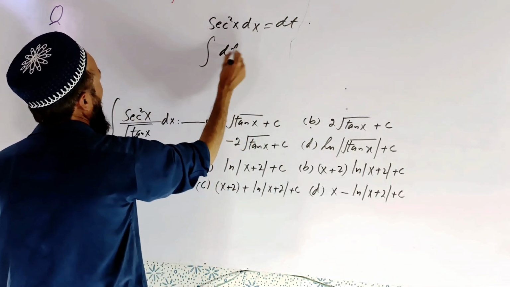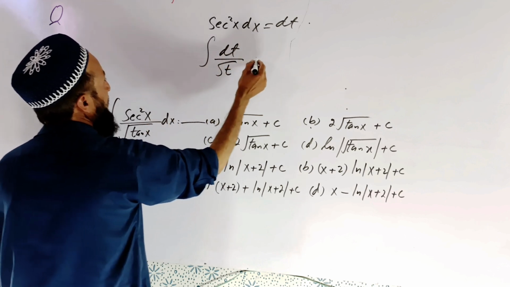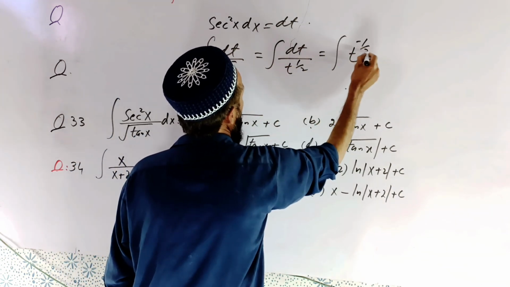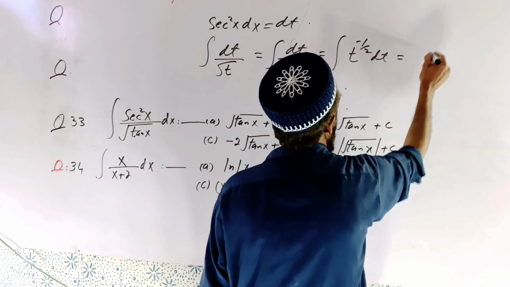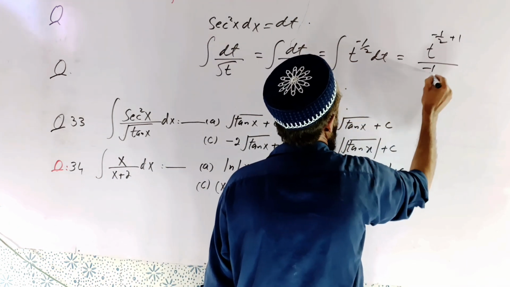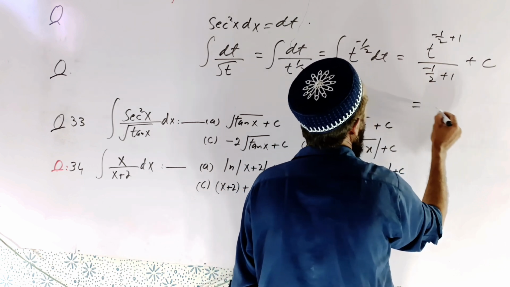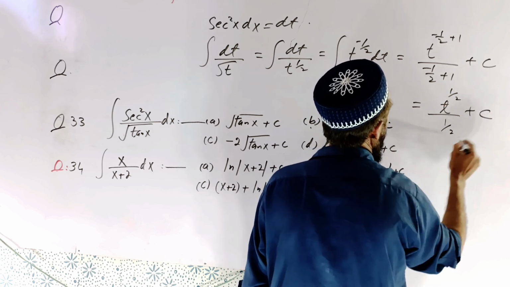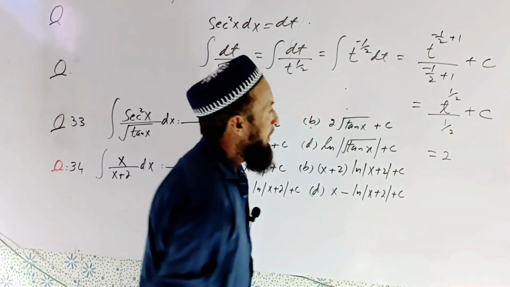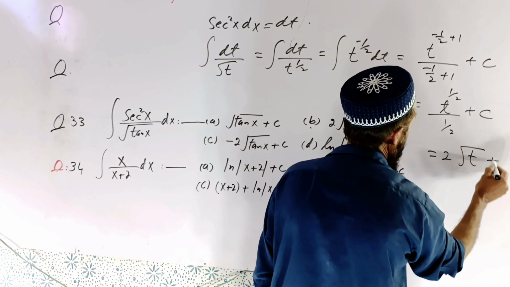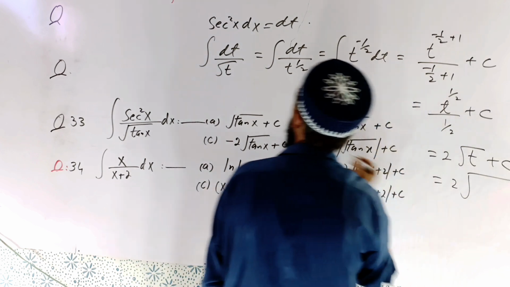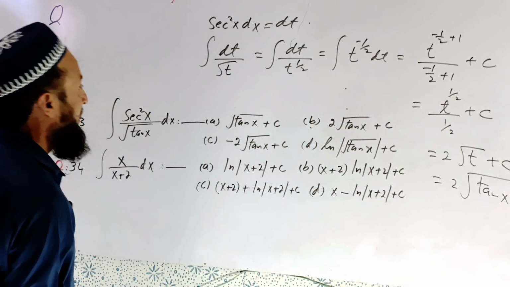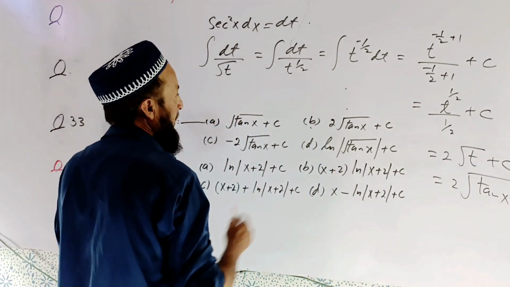We put dt here, and tangent x we have put as t under root. So that will be the integral of dt over t to the power 1 by 2, which is t to the power minus 1 by 2 dt. According to the rule, we get t to the power minus 1 by 2 plus 1 divided by minus 1 by 2 plus 1, plus c. That gives t to the power 1 over 2 divided by 1 over 2 plus c. The reciprocal of 1 by 2 is 2, so we get 2 times square root of t plus c. What is t? We have supposed that t is tangent x, so 2 times square root of tangent x plus c. Now the option B is the correct answer.